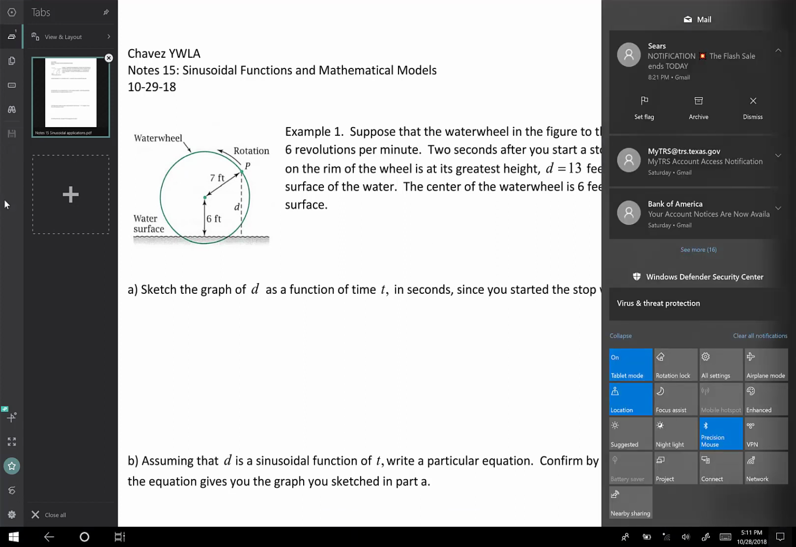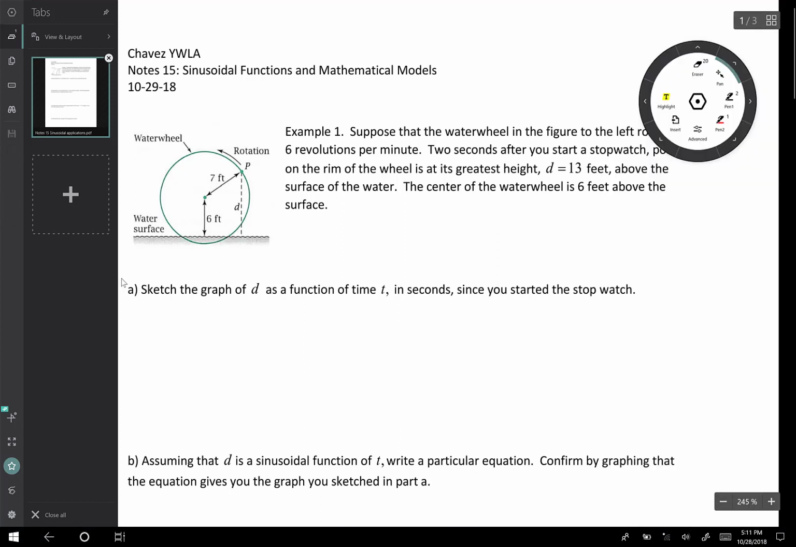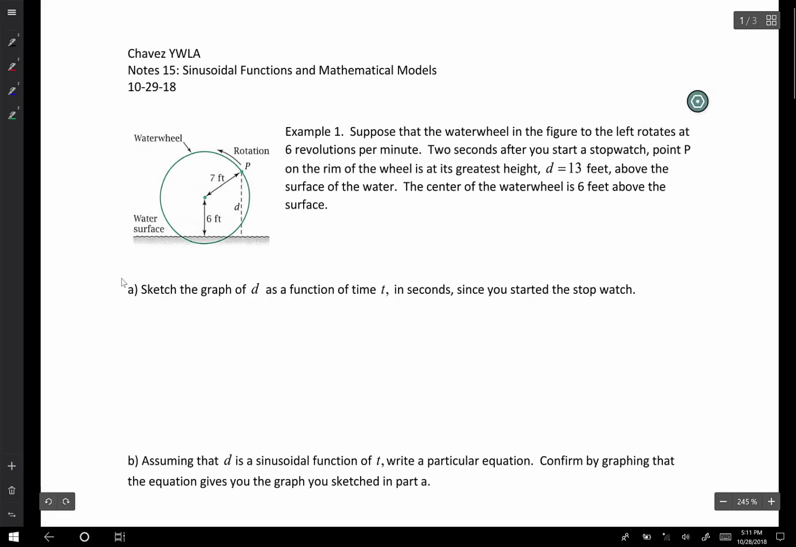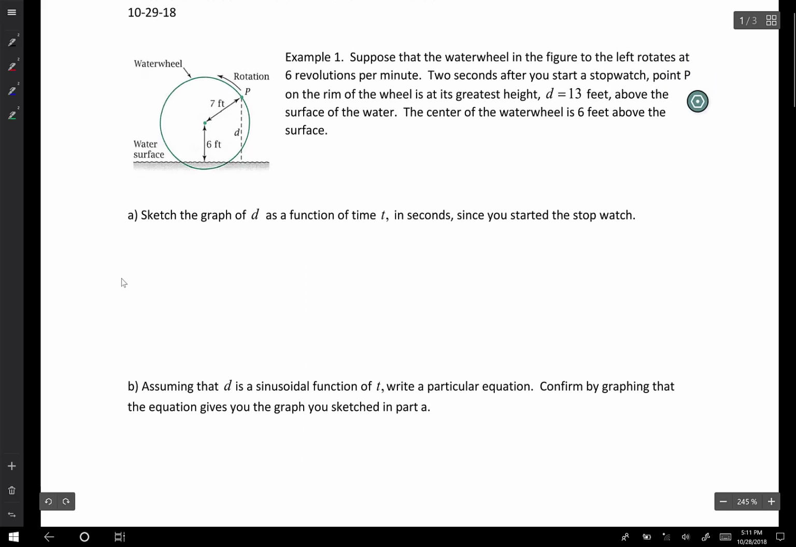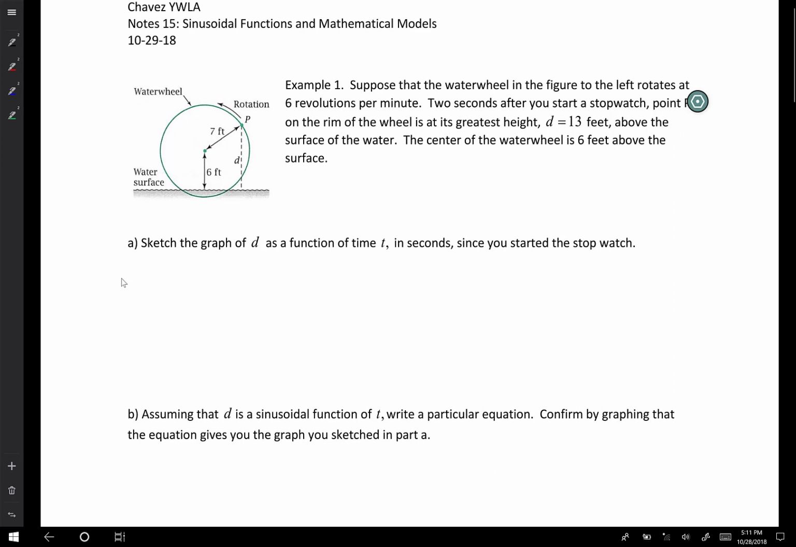It is the 29th, I hope, and I hope you guys had a good weekend and are ready to go. And hopefully you have a calculator in front of you and this activity or these notes here. Let's get started. Let's get this going.